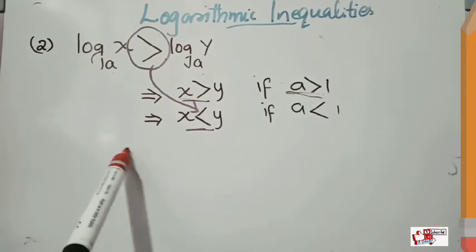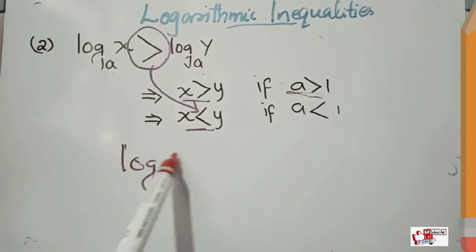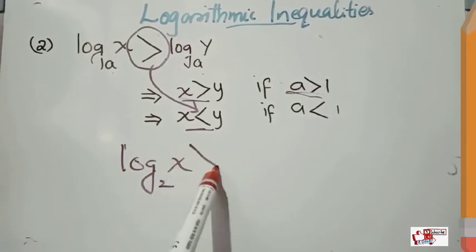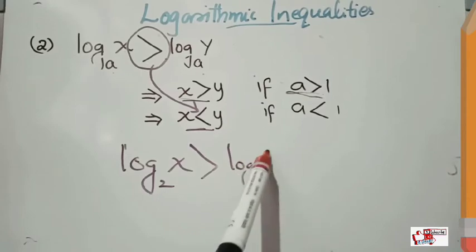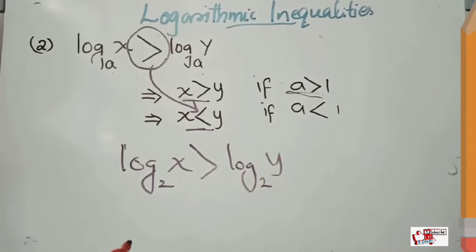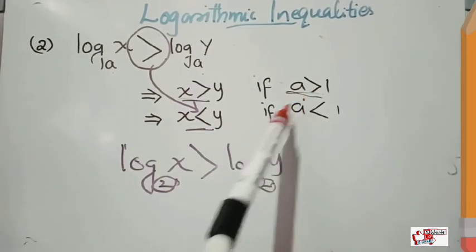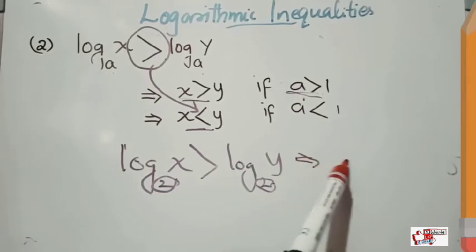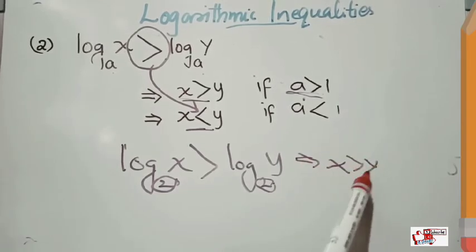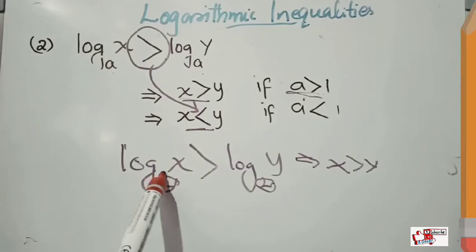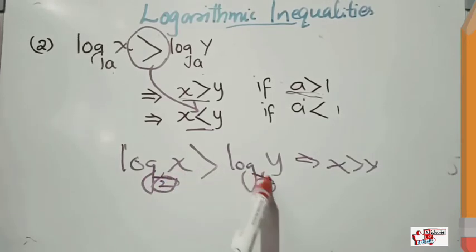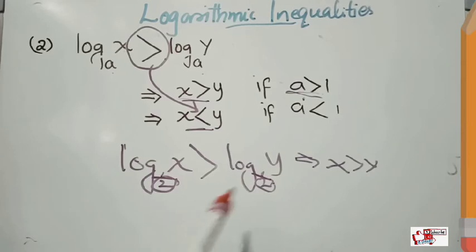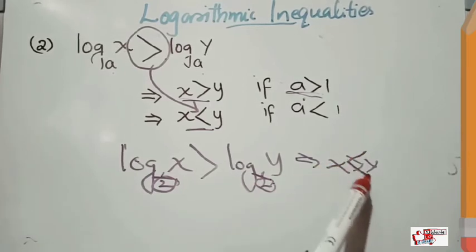Like if you have a question log x to the base 2 greater than log y to the base 2. When you consider this question, the base is 2, which is greater than 1. So we can say here clearly x is greater than y. Instead of that, if you have 1 by 2, what happens? This greater than will be changed to less than. Okay.